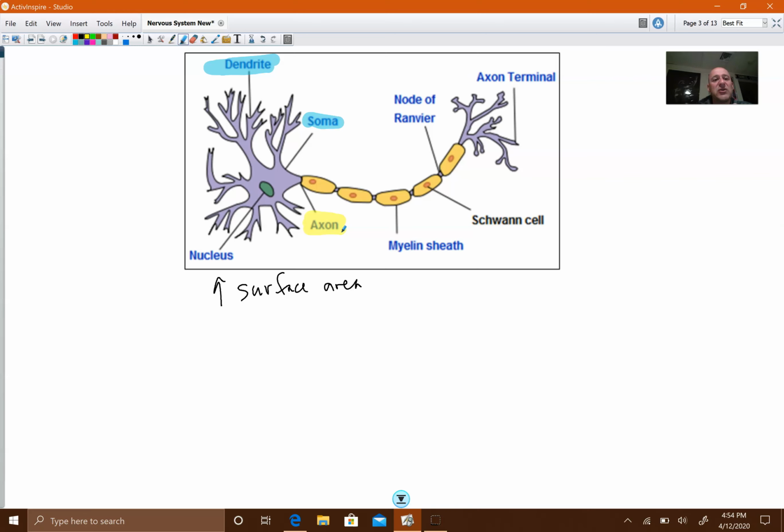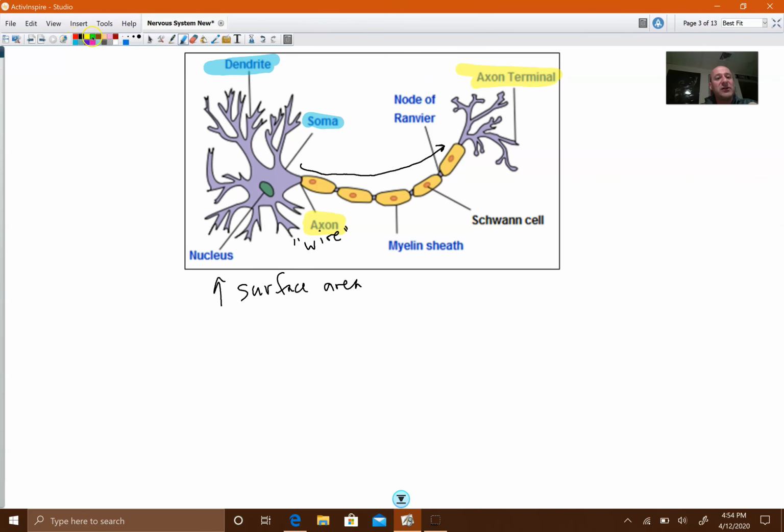The axon is sort of like the wire, and that allows the nerve cell to transmit an electrical impulse. And the impulse always runs in this direction, in this particular example, from left to right down this nerve cell, from the dendrites to what's known as the axon terminal. Terminal means the end, so the end of the axon.